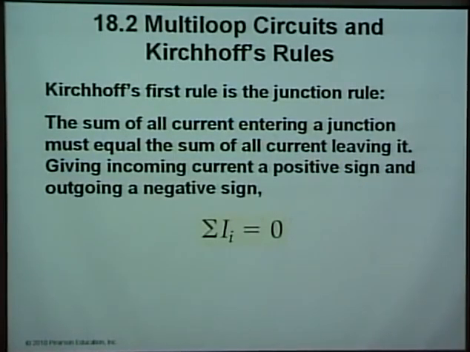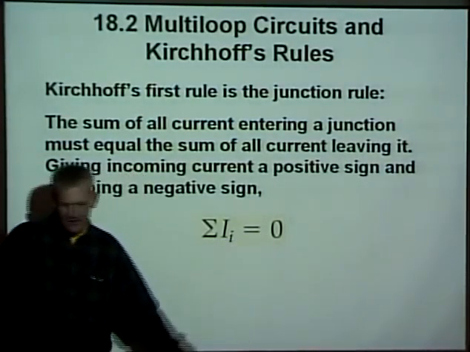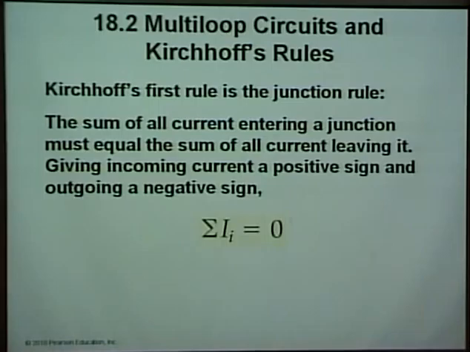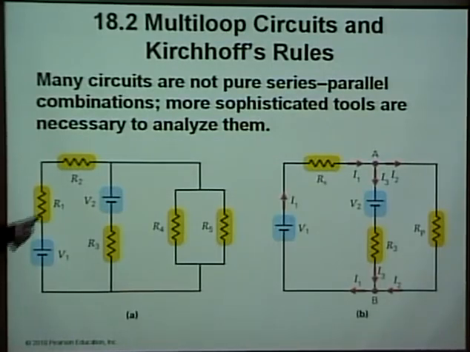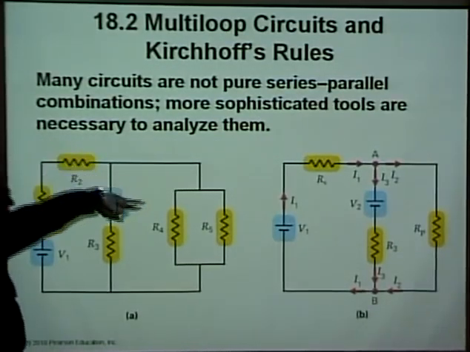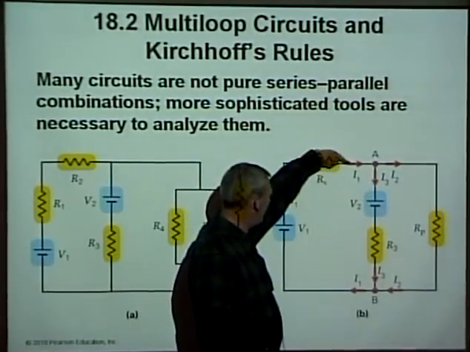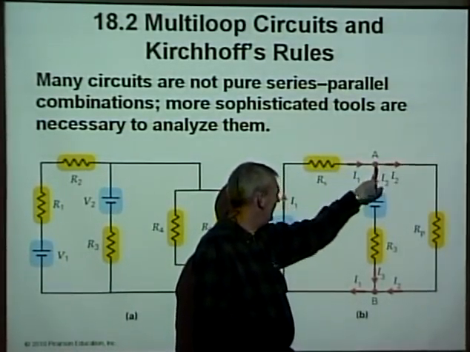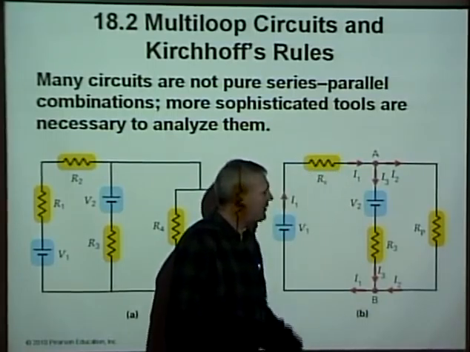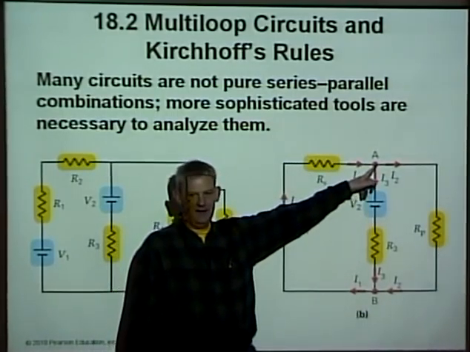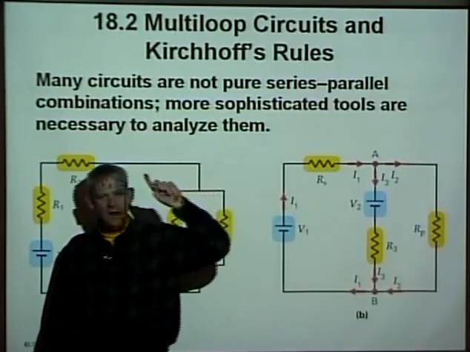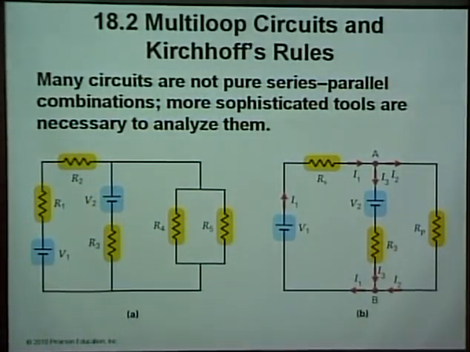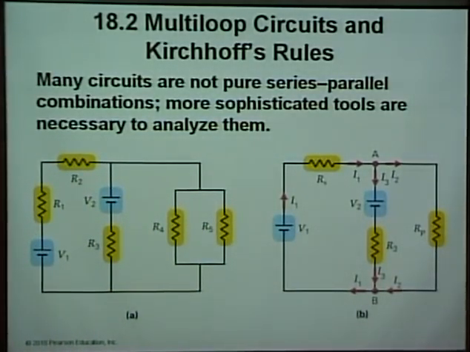Here's the deal. Here are Kirchhoff's rules. First of all, you take the junction, and let me show you what a junction is. The sum of all the currents flowing in there is equal to 0. Right here's a nice junction. Notice, we've got I1, I2, I3. How many currents are flowing into this junction? 1. How many currents are flowing out? 2. And what are the ones flowing out?